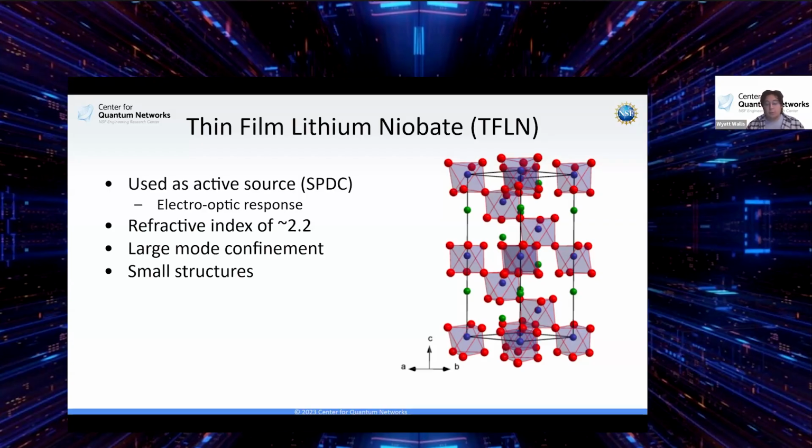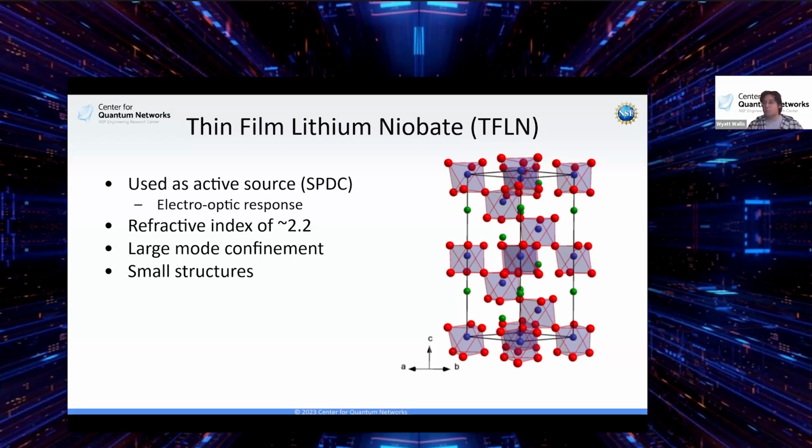It also helps that this material has a really good electro-optic response. It also helps that it has a refractive index of about 2.2 at telecom wavelengths, and that lends to it having very good mode confinement. Just like anything else that has a large refractive index, you can make very small structures with it, and you can make very densely packed structures. Because of that, it's a very good candidate for a lot of photonic architectures. If you ever find yourself in the lab and you hear the word PPLN, that is referring to what's called periodically poled lithium niobate.